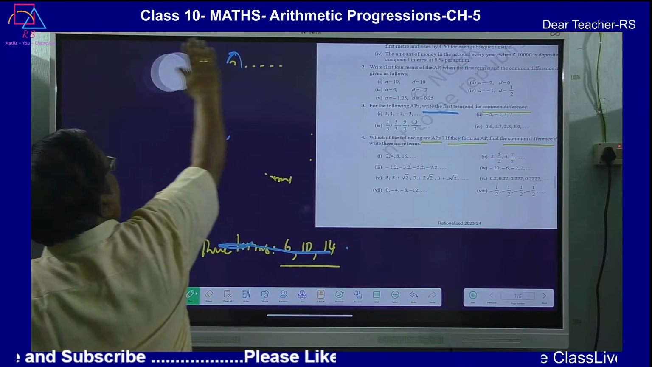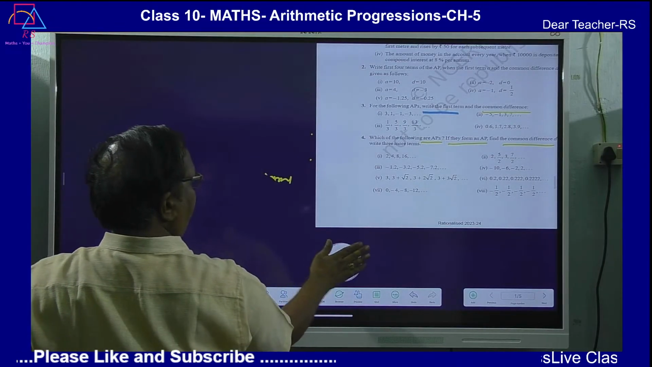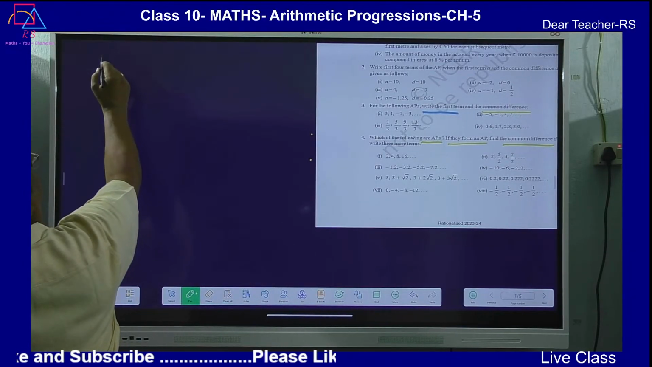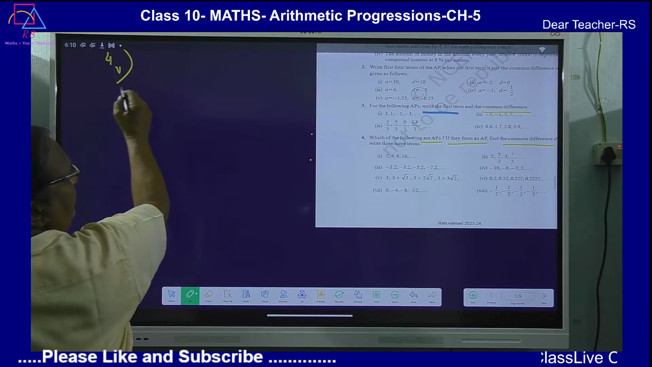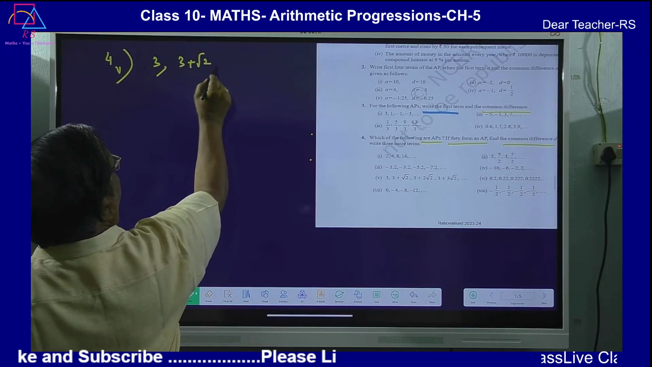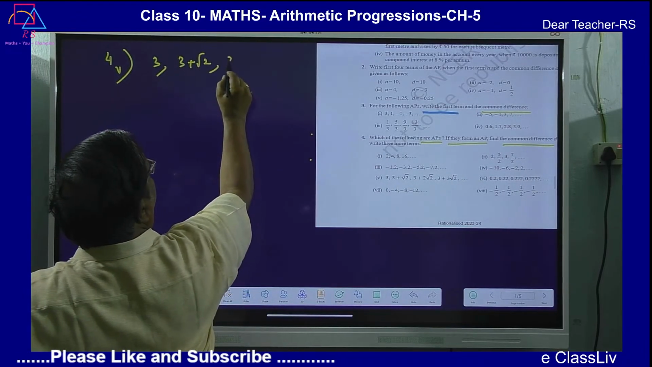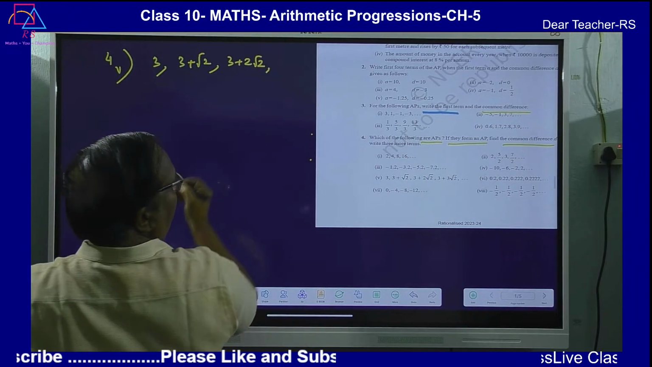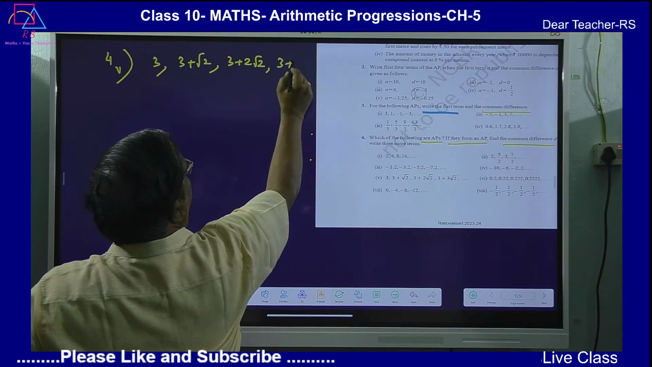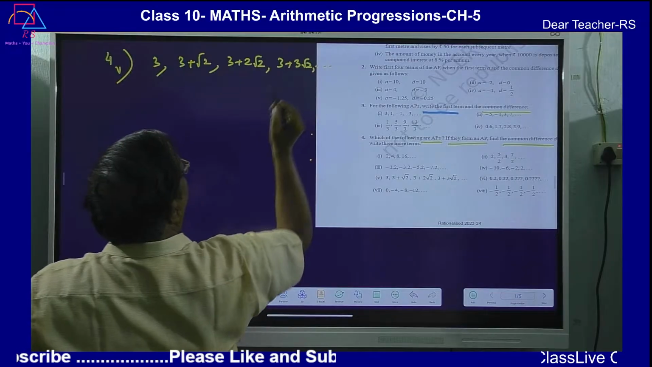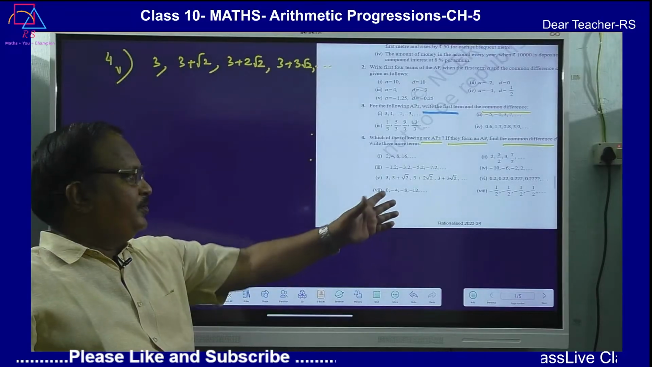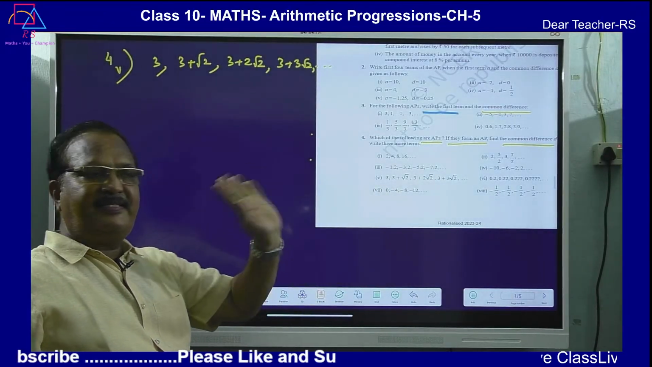Okay. If you still want, I can do the square root problems. Let me do square root problems for you. Don't be afraid, the same procedure you have to apply. I will do the fifth question, fifth bit: 3, 3 plus root 2, 3 plus 2 root 2, and 3 plus 3 root 2 and so on. Whether it is root 2, roots, decimals or fractions, same procedure.